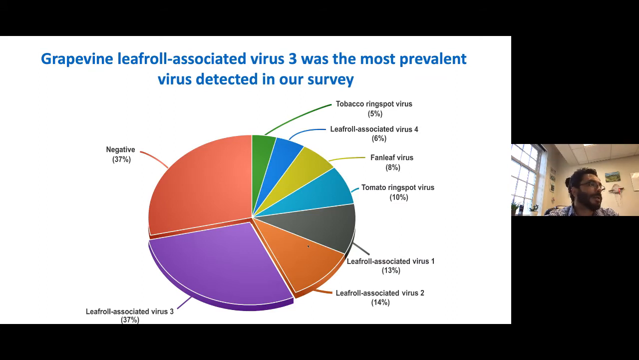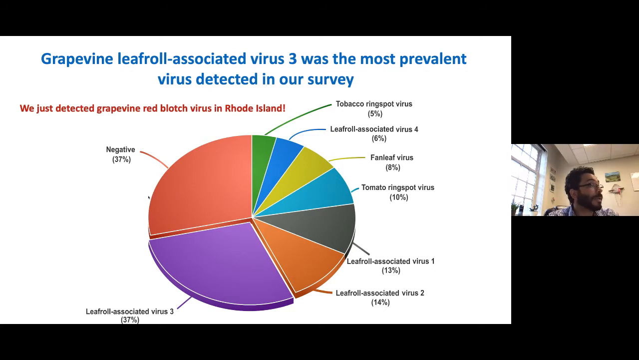And then if you take a closer look, for all the samples analyzed, a little over 37% of the samples were infected by leafroll-associated virus 3, followed by leafroll 2, 14%, leafroll 1, 13%, and then tomato ringspot virus 10%, tentative leaf virus 8%, and then leafroll 4, 6, and tobacco ringspot virus 5%. 37% of the samples tested were negative for all the viruses tested.